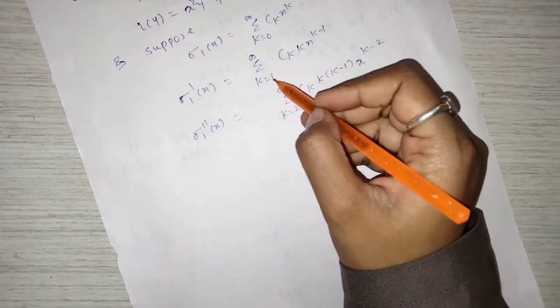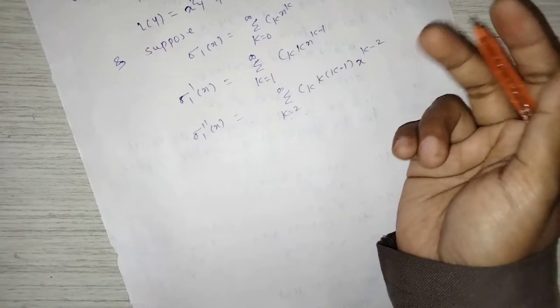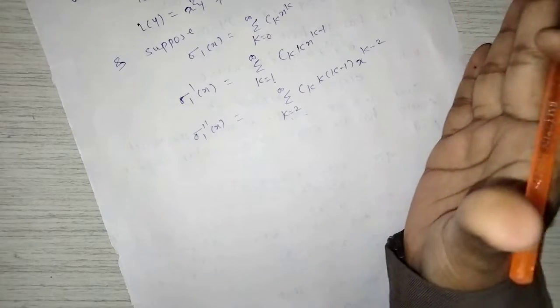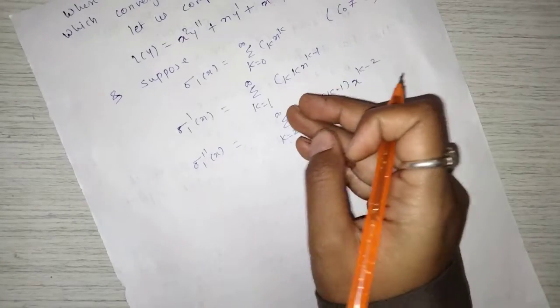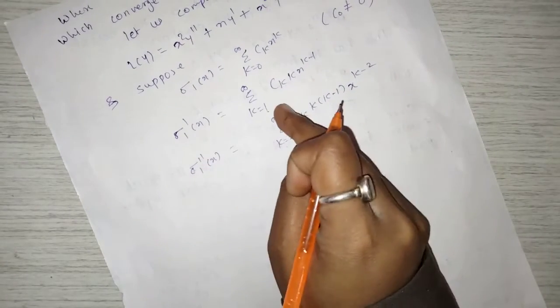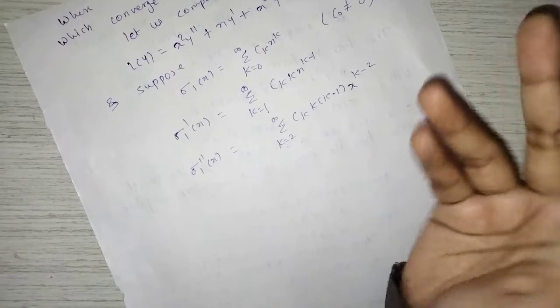If we take here k equal to 0 to infinity, there is no change in the series. So for our simplicity, we take for the first derivative k running from 1 to infinity, and for the double derivative k running from 2 to infinity.